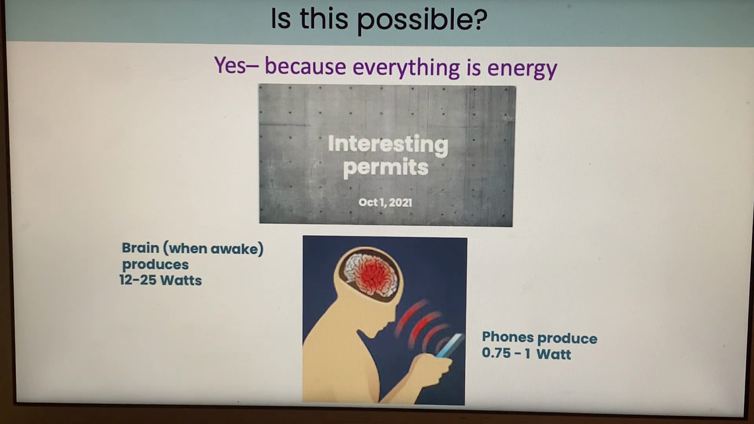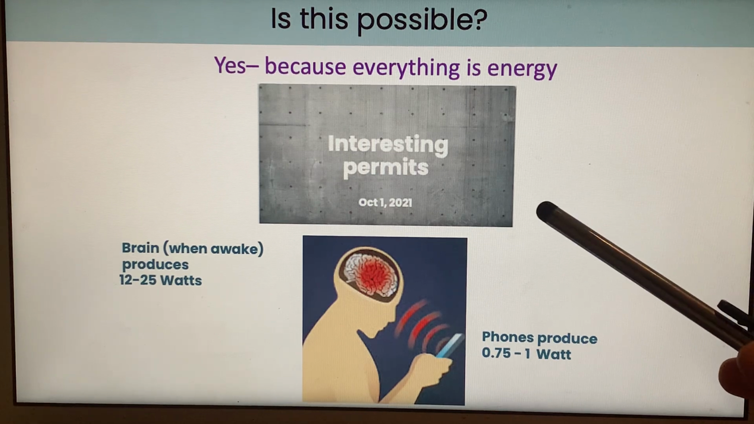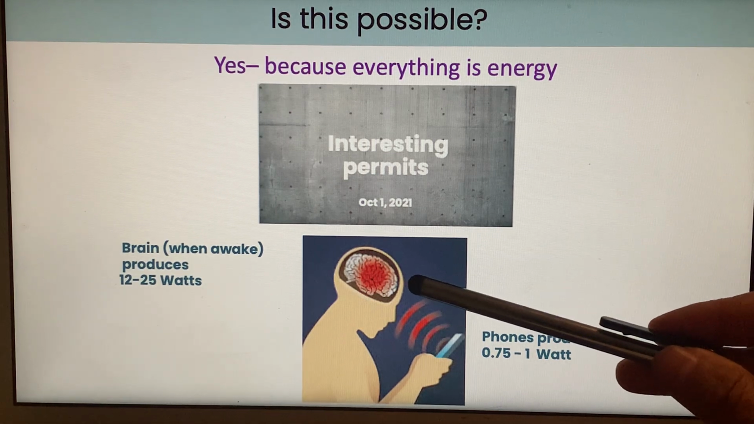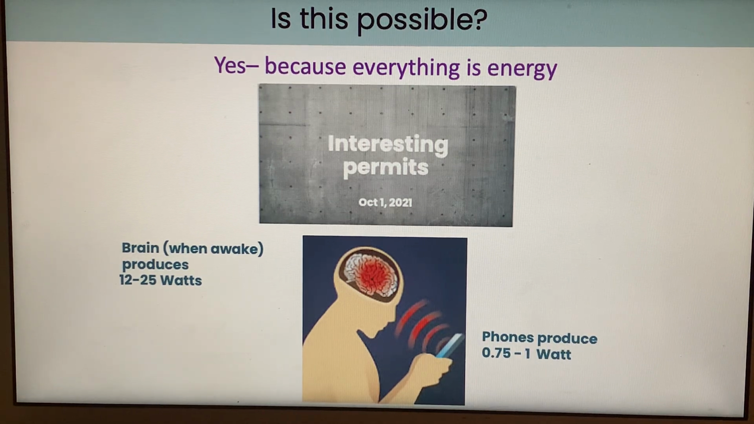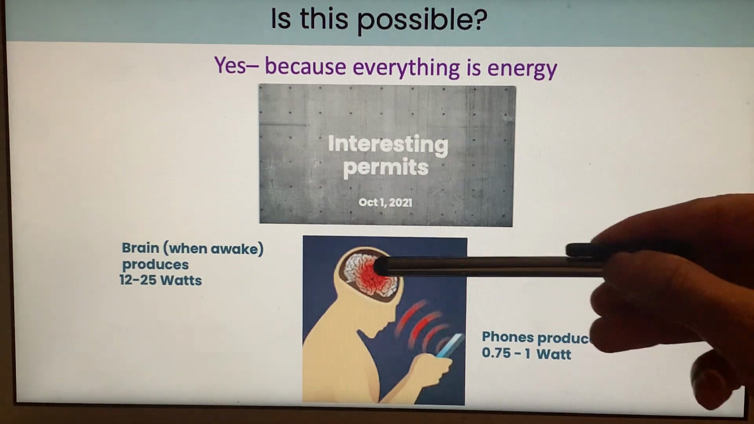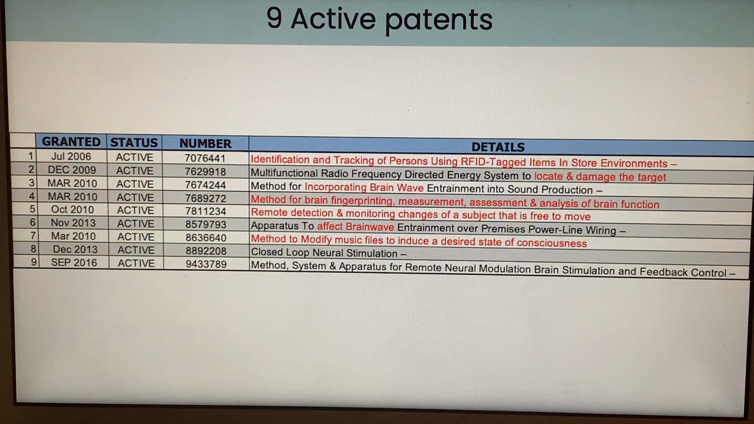Everything is energy. We spoke about this in the video, Interesting Permits. We also talked in this video about the fact that the brain, when it's awake, is emitting something between 12 and 25 watts. And one example that I use in that video is the fact that phones also produce energy between 0.75 and 1 watt. So obviously, when you're exchanging energy, anything is possible.